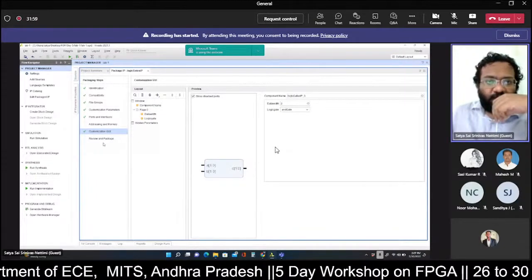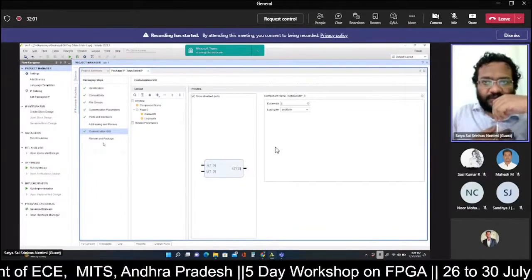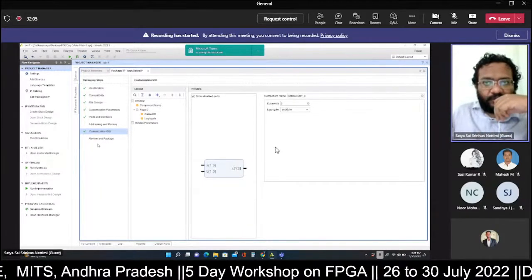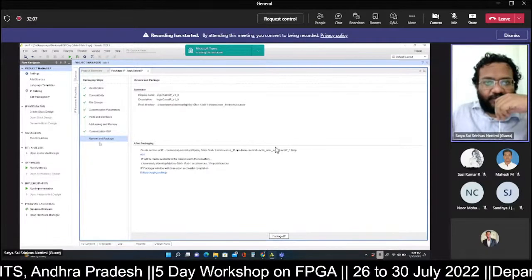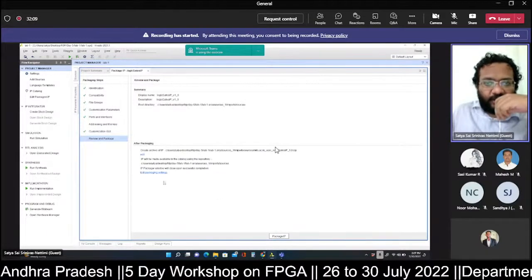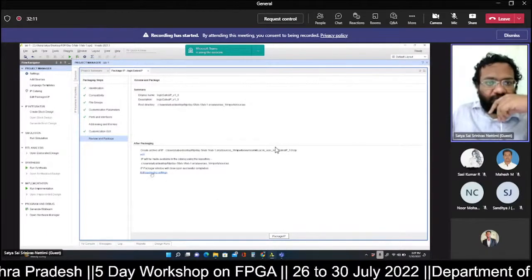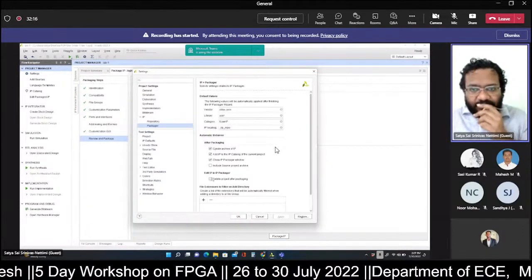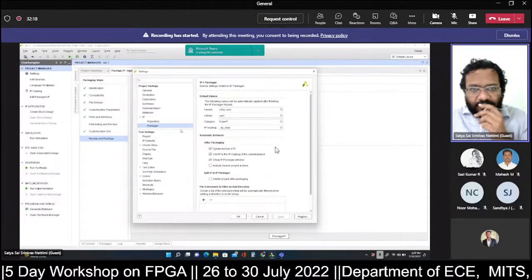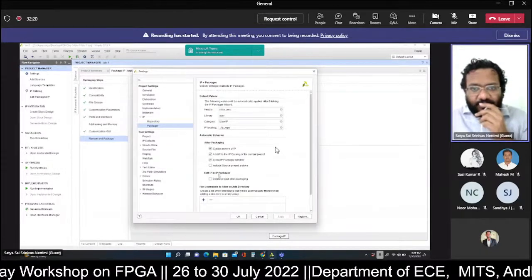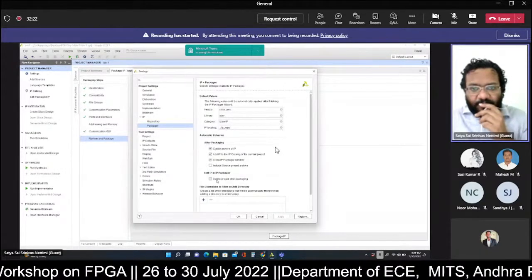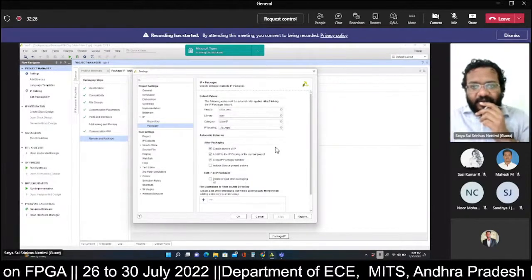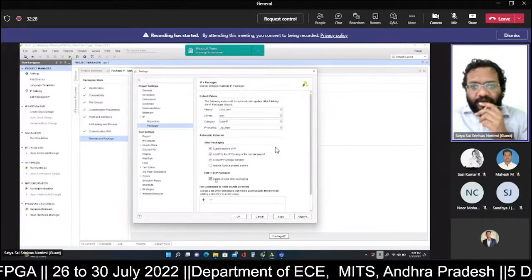So now what we can do is click on review and package. Before packaging the IP, make sure to click on edit package settings. In this edit package settings, by default, if you notice under the packager, edit IP and IP packager option will be available. Here you will have delete project after packaging. So by default a checkbox will be enabled.